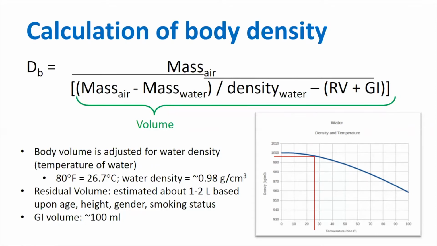We have a chart that we will use in lab to estimate the person's residual volume based upon their age and height. And then for the GI tract, for adults, we assume it's 100 mLs. So if we're able to determine the person's mass underwater, the other variables in this equation are known, and then we can solve for body density.